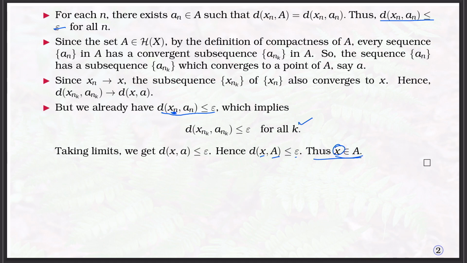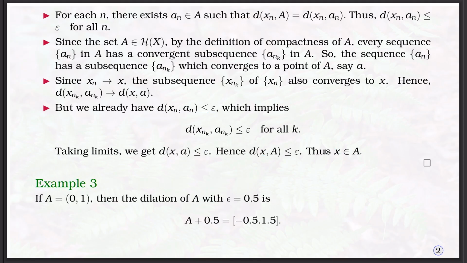That limit also belongs to A, then A is closed. That means A plus epsilon is a closed set. For example, if you are taking A as [0, 1], then the dilation of A with epsilon equal to 0.5, A plus 0.5, is obtained by taking all the points x such that the distance between x and A must be less than or equal to 0.5.